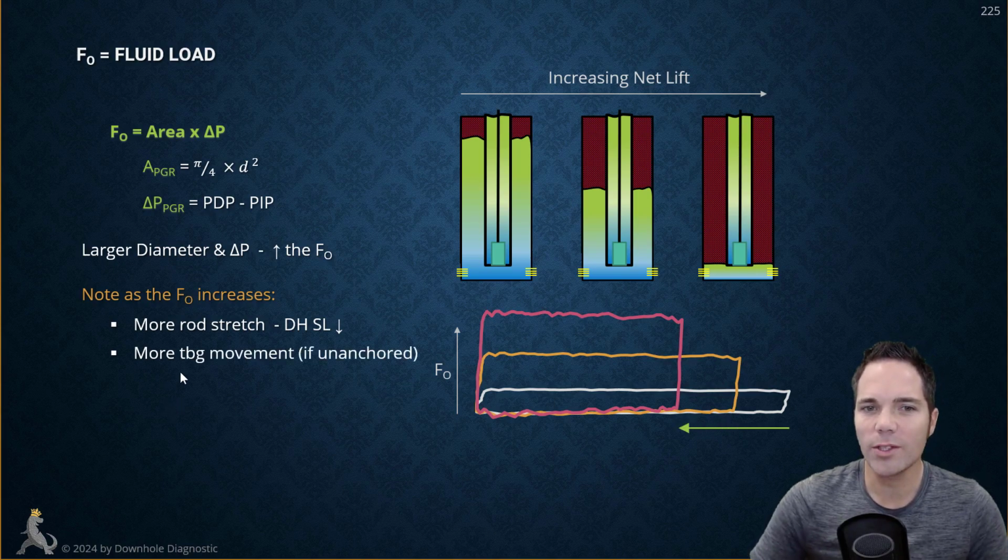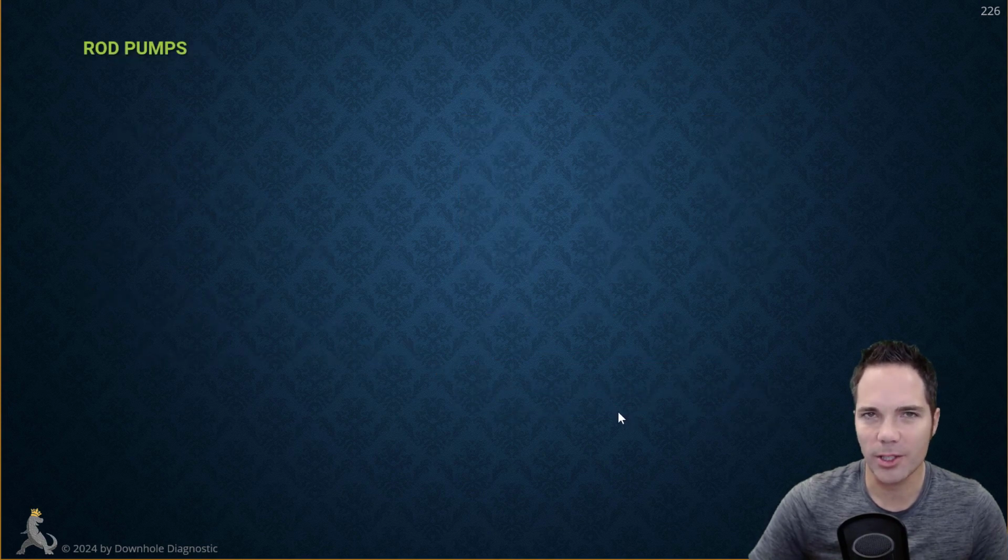Now, notice you'll have more tubing movement as well if your tubing is unanchored in this particular case when it's pumped off. Why? Because the height of the card is higher. There's a higher fluid load transfer. And remember, that fluid load transfer is going to cause rod stretch, and it's going to cause tubing stretch.